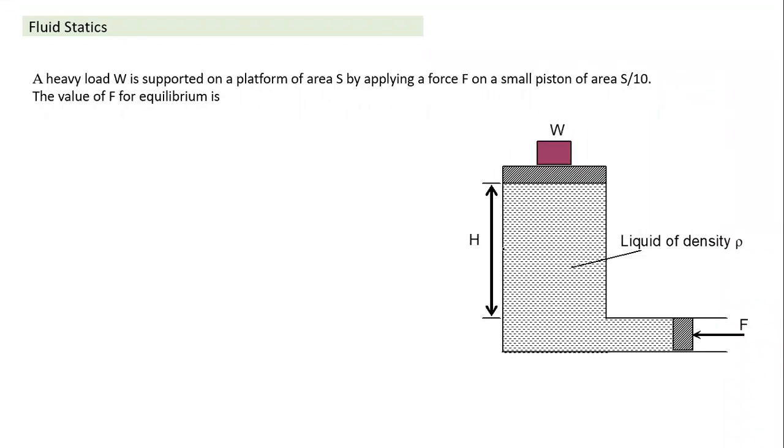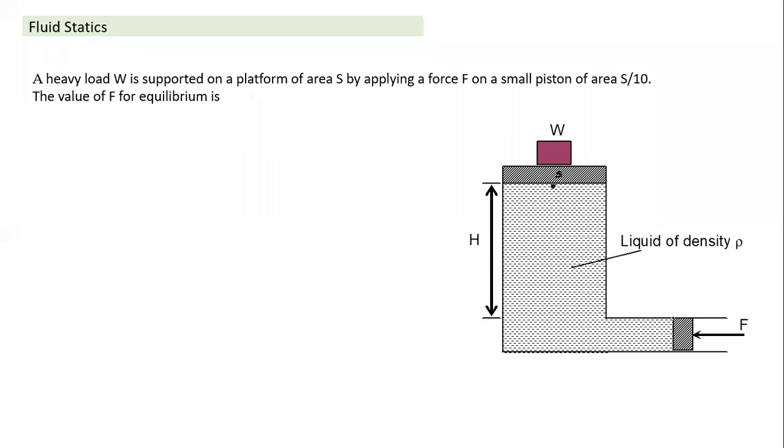This is also a similar question, just to make sure. A slightly different format is given. This also is a confined liquid. So here also you can calculate pressure. A heavy load W is supported on a platform. Yes, the area is S here. So I can easily calculate what the pressure is.